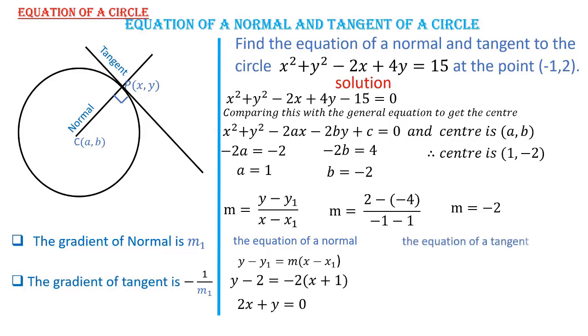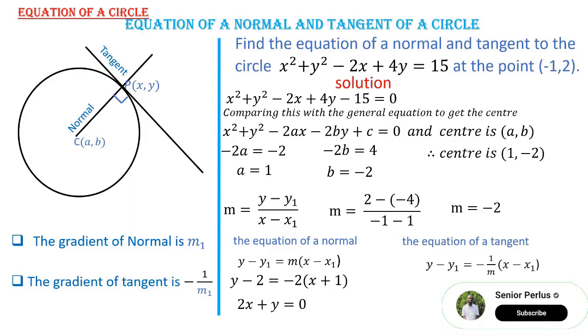With the tangent, the same thing, but here the gradient is the negative reciprocal. Okay, so we just substitute our point and our gradient. Then our equation for the tangent is x minus 2y plus 5 equals 0.